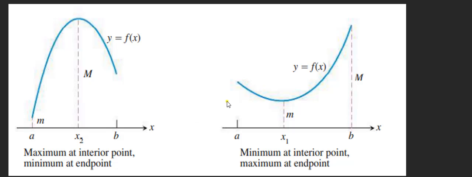What about this one? The absolute minimum will happen over here, which is the interior point, but the absolute maximum happens at the endpoint. So depending on the graph, either absolute maximum or minimum could happen at the endpoint or interior point. But the extreme value theorem states that as long as the interval is closed, there will be an absolute maximum value and an absolute minimum value.